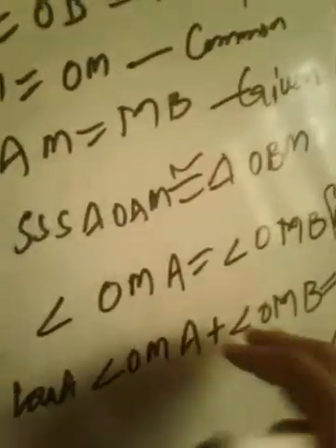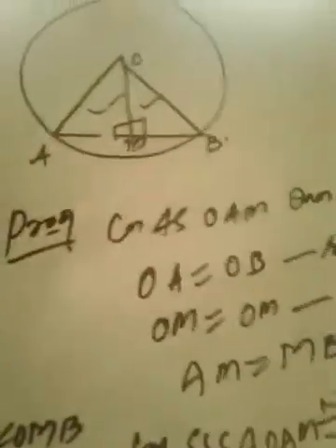So you got it here. I will explain it again: two angles are equal and their sum is 180, so clearly each would be 90. So OM is perpendicular to AB. This was all about this question. This was theorem 10.4, the converse of 10.3.